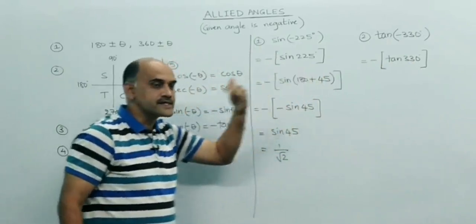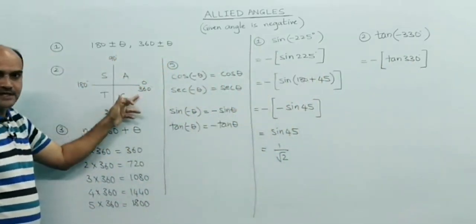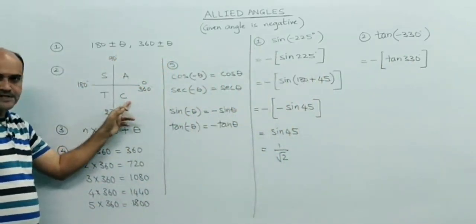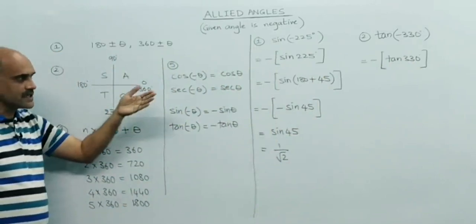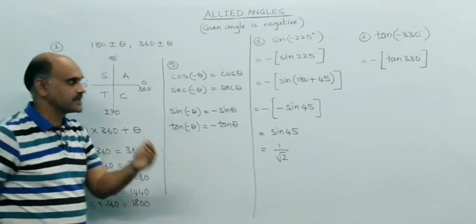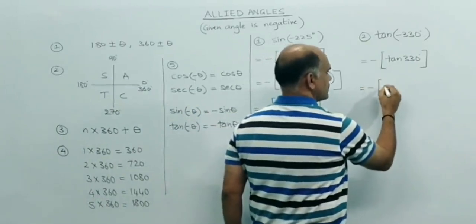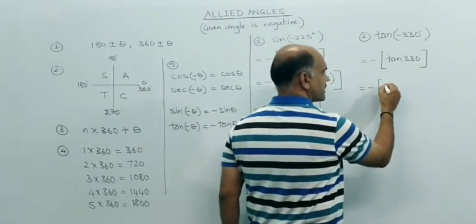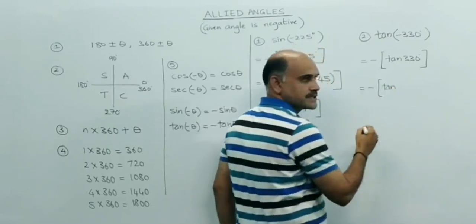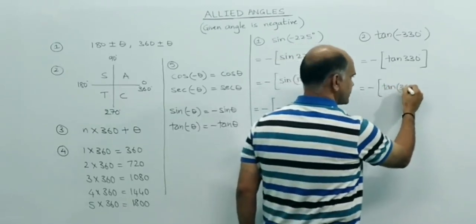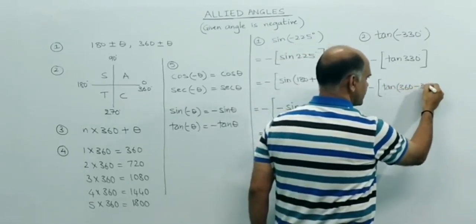330 is less than 360. It is near to 360. So it is written as 360 minus 30. This minus sign remains. Tan 330 is written as tan of 360 minus 30.